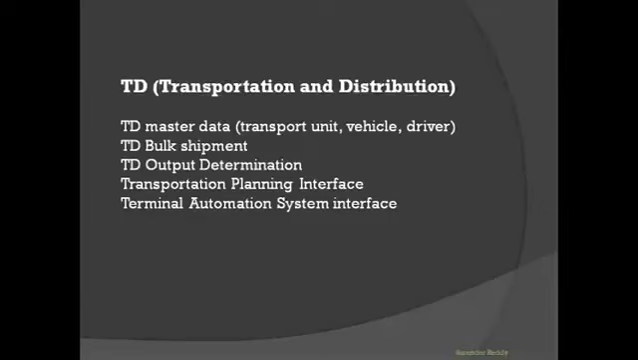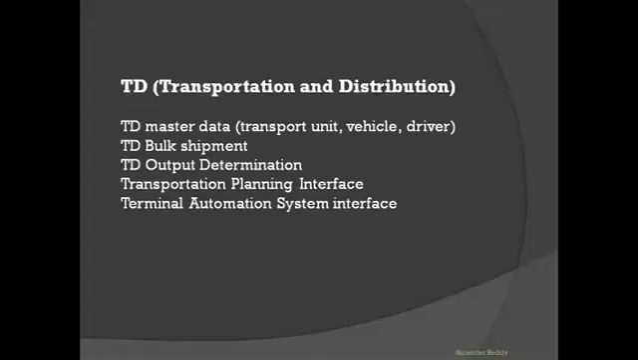Then loading confirmation. The vehicle goes to the loading terminal or bay area. There the vehicle gets loaded and confirmed. Then it leaves the factory premises and delivers the material to the customer. We get the delivery confirmation. These three things we call a bulk shipment.